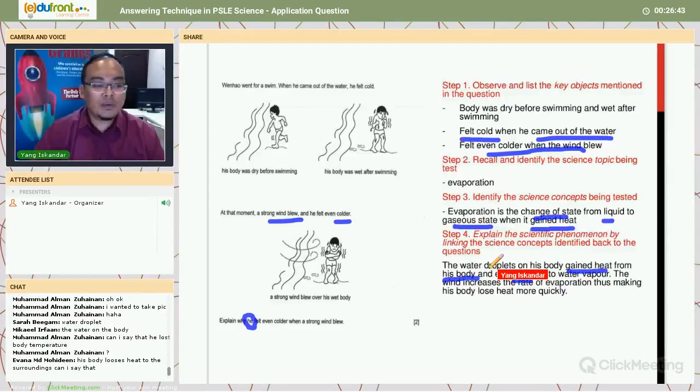Right. So the next part, so we have only answered the first part. Now, when the strong wind blew, what happened? Let's recall, what are the factors affecting the rate of evaporation?